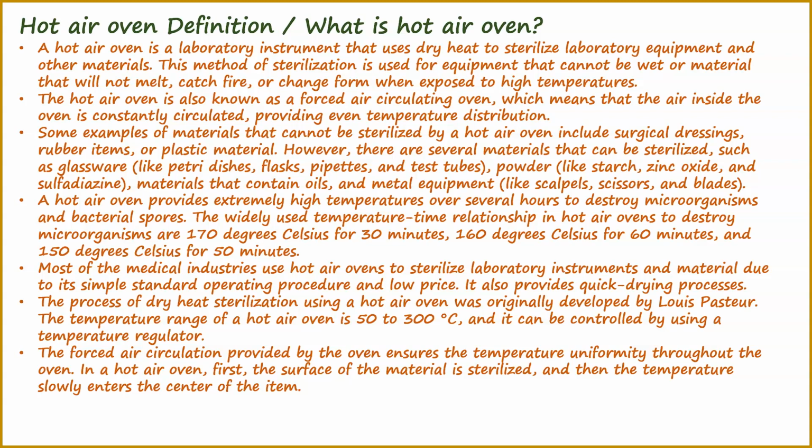The temperature range of a hot air oven is 50 to 300 degrees Celsius, and it can be controlled by using a temperature regulator. The forced air circulation provided by the oven ensures the temperature uniformity throughout the oven. In a hot air oven, first, the surface of the material is sterilized, and then the temperature slowly enters the center of the item.